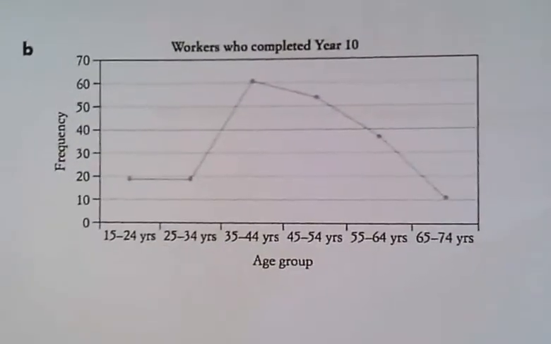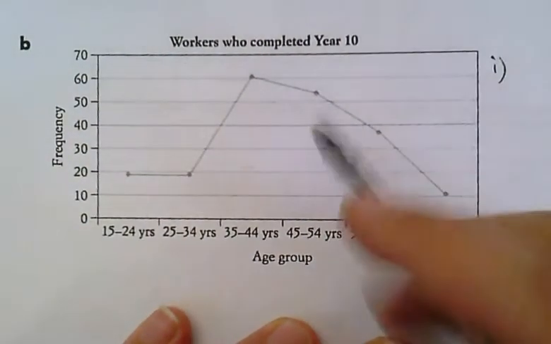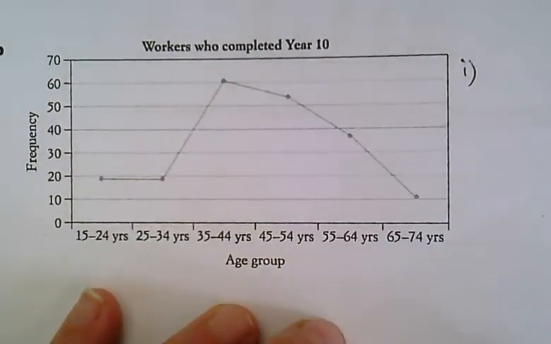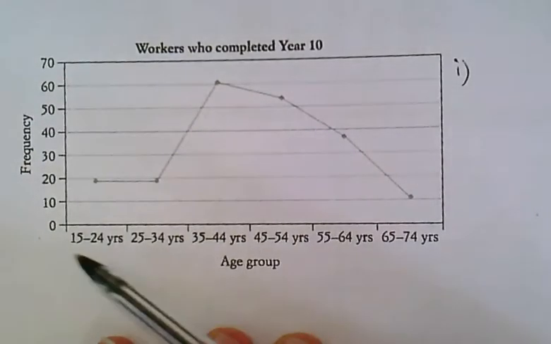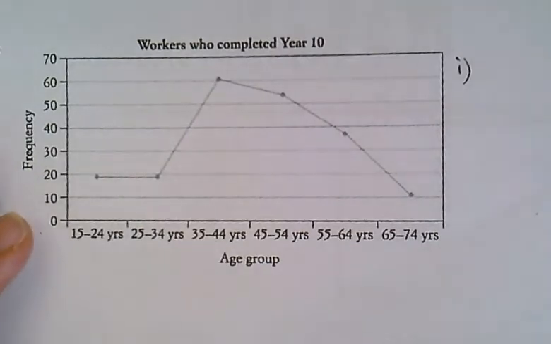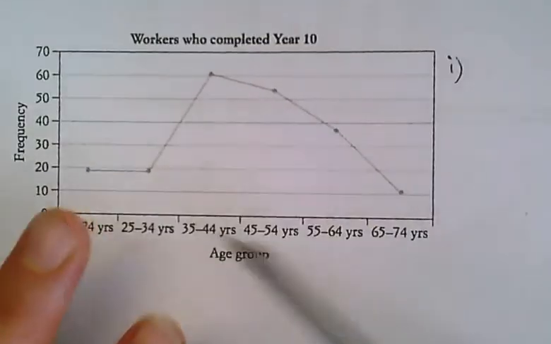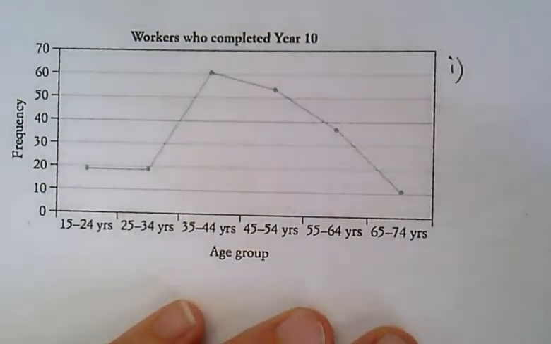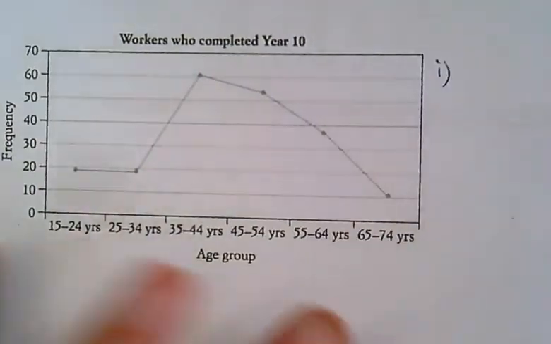Hey, this one, what type of display is this? Workers who completed year 10, they're just showing a profile of the population that they've surveyed a number of people. Let's just look at the strengths and weaknesses of the line graph, okay? This is not the most typical thing that you would put in a line graph. Normally you see temperature over the year and things like that, sales figures over the year, but often not. These are almost categorical, almost. So what would be a strength? I suppose you can see the trend quite clearly.